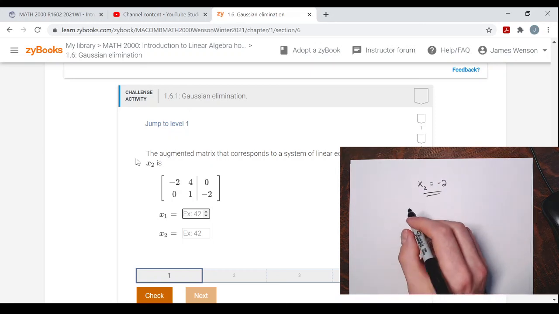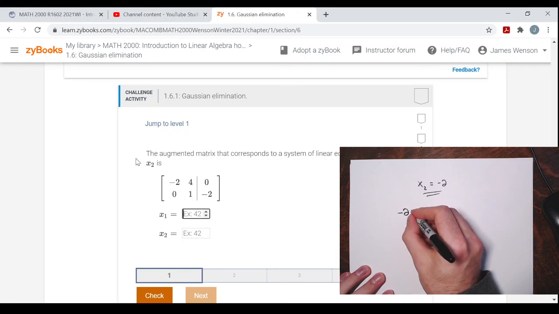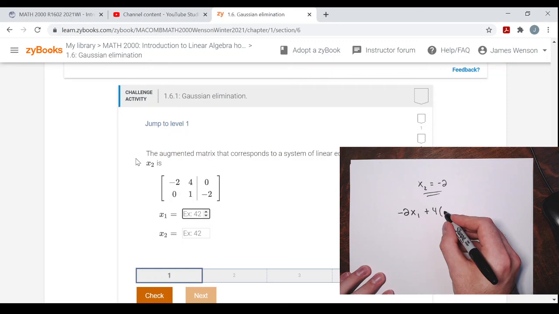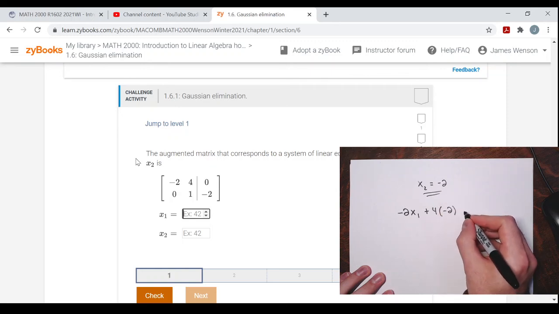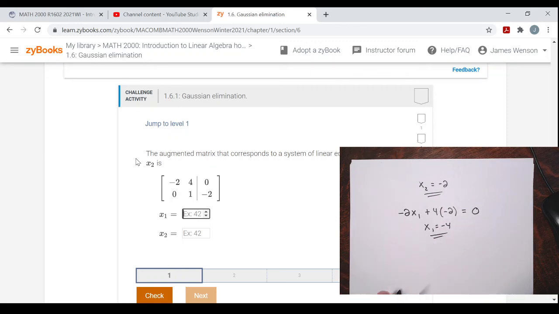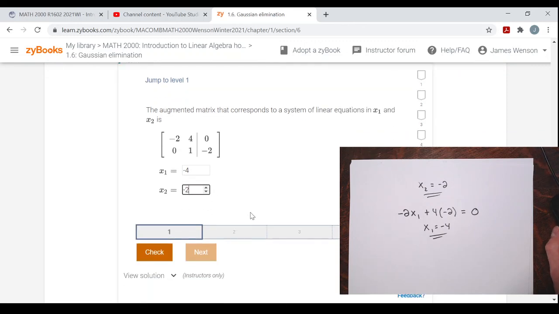Then the first row, you have negative 2 times x1 plus 4 times x2, but x2 we know is negative 2, and then equals, where the bar is, 0. This would be minus 8. You'd add 8, divide by negative 2, and x1 would be negative 4. And you can double check that would be a solution to that system. You can move the cursor up and down, or just actually enter the numbers. But x1 equals negative 4, x2 equals negative 2 for my back substitution.